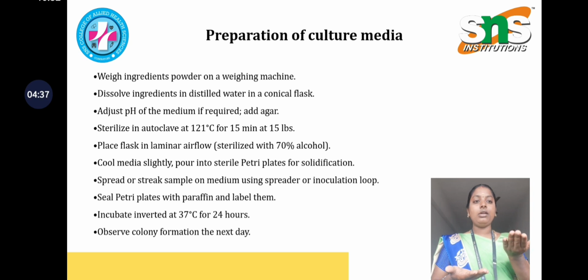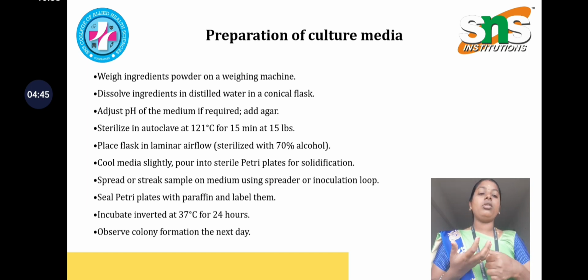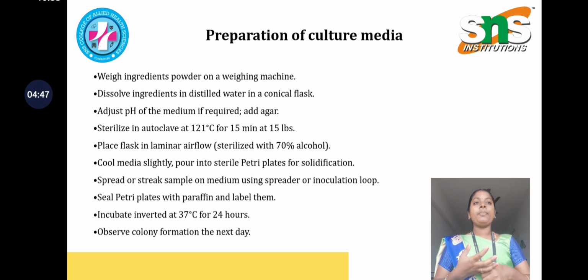While plating, we invert it upside down for 24 hours at 37 degrees Celsius and observe any colony formation on the next day. For bacteria, 24 hours of incubation is necessary, and it's sufficient for the growth of bacteria. So after the parafilm pack and label, we invert the petri plate into the incubator, and several colonies are observed in that plate on the next day.